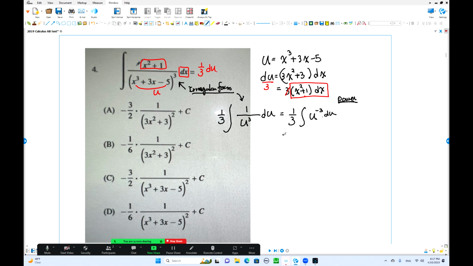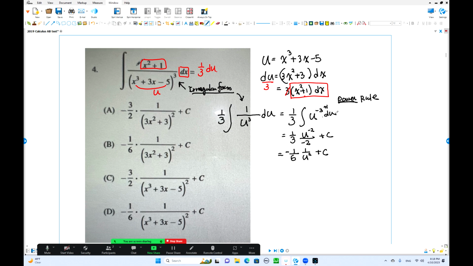Power, the rule is, we still have 1/3 there. Plus 1 is u to the minus 2. You can divide by this number, minus 2, right? That's the power rule, isn't it? So 1 over 3 times negative 2, 1 over negative 2 is negative 1 over 6. And u squared is 1 over u squared, right? And the plus c.